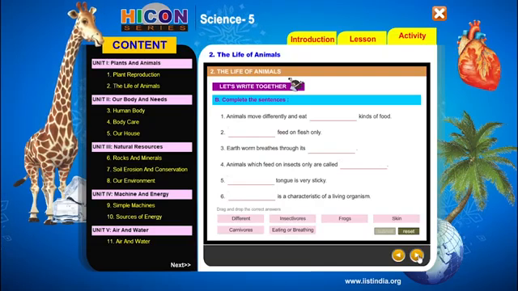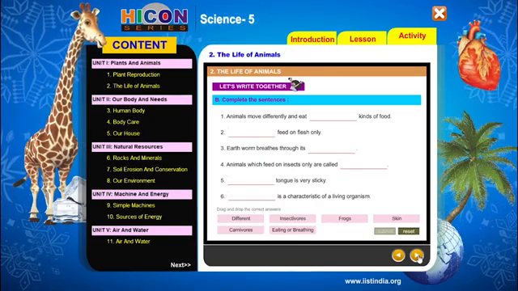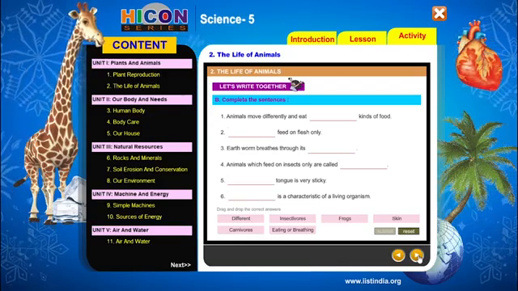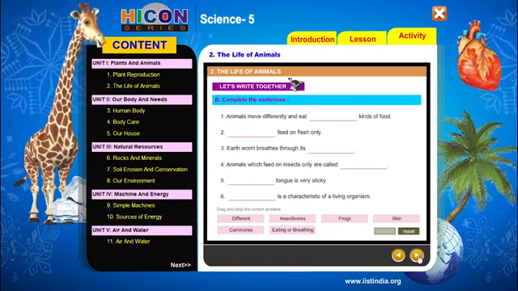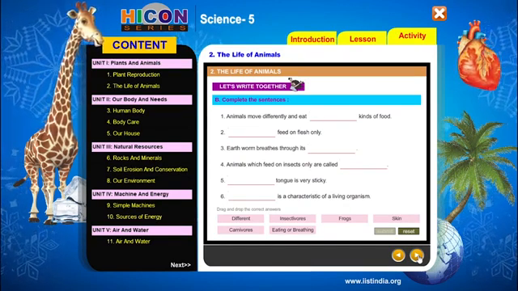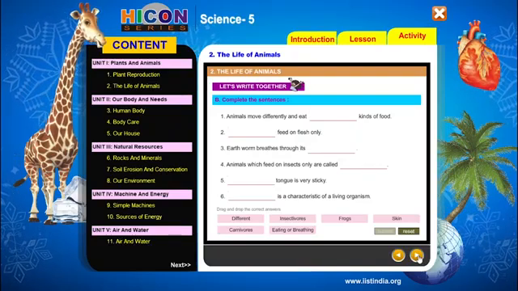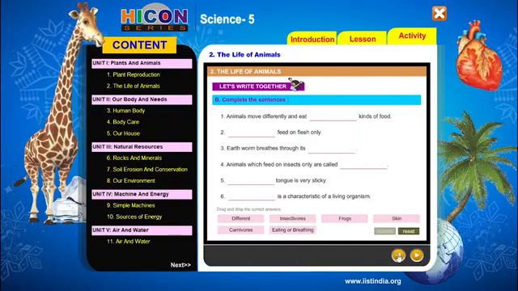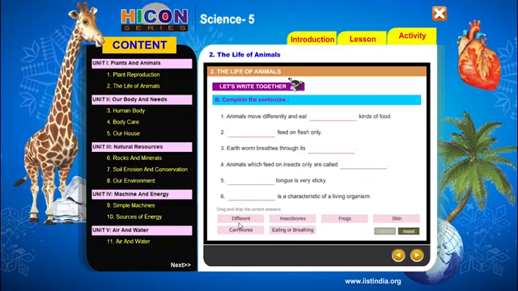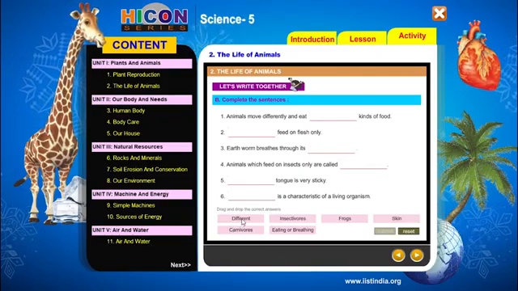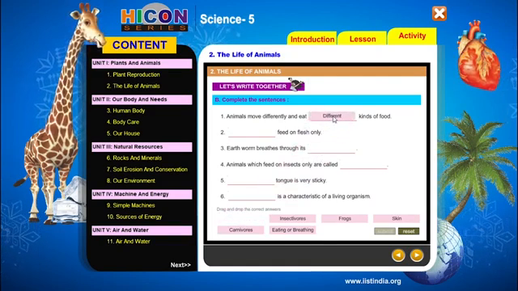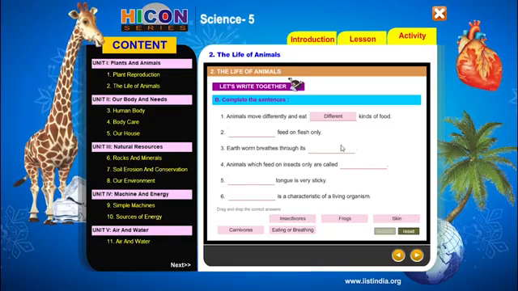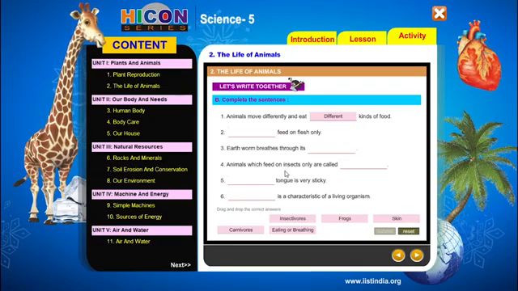Already we have discussed that carnivores eat only flesh, and herbivores eat only plants and grass. Omnivores eat both flesh and grass, whereas insectivores eat only insects. In this way, different animals eat different kinds of food. So the correct answer for the first sentence is different. Put this word different in the first blank. So the first sentence is: animals move differently and eat different kinds of food.